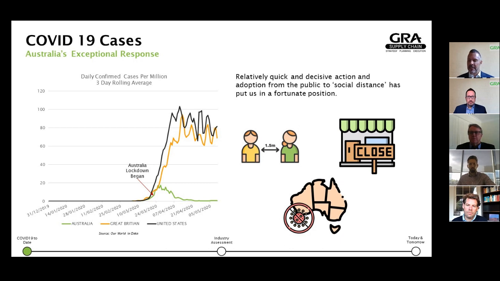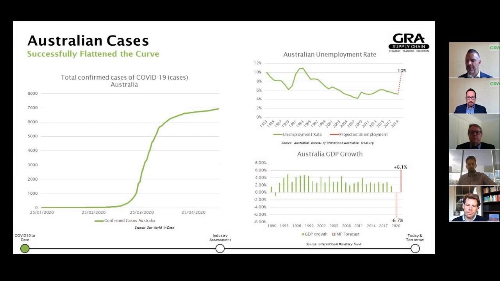Interestingly, though, as much as we've done a good job here in Australia managing this, we're not immune to the global system. The IMF is forecasting a decrease in GDP and an increase in unemployment in 2020. So you can see that over on the right-hand side, where the GDP is expected to decrease by 6.7%, and then unemployment going up to around 10%.